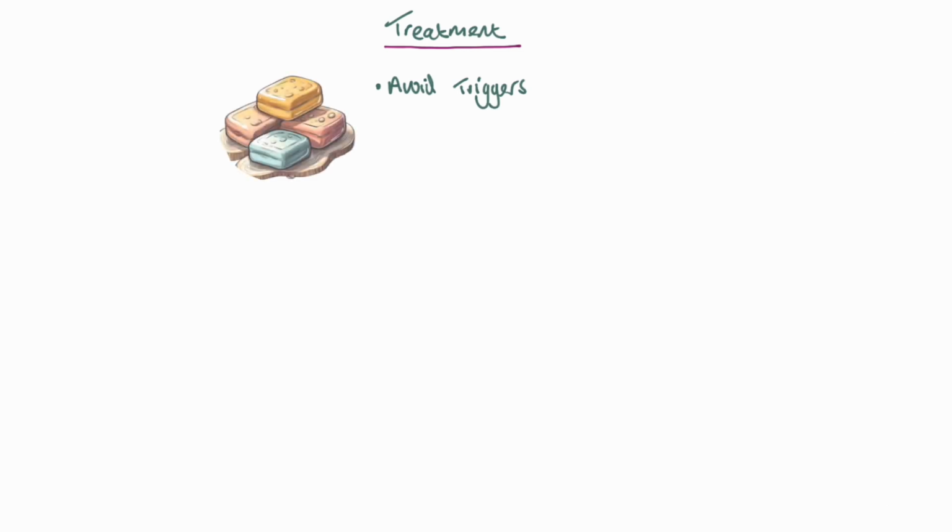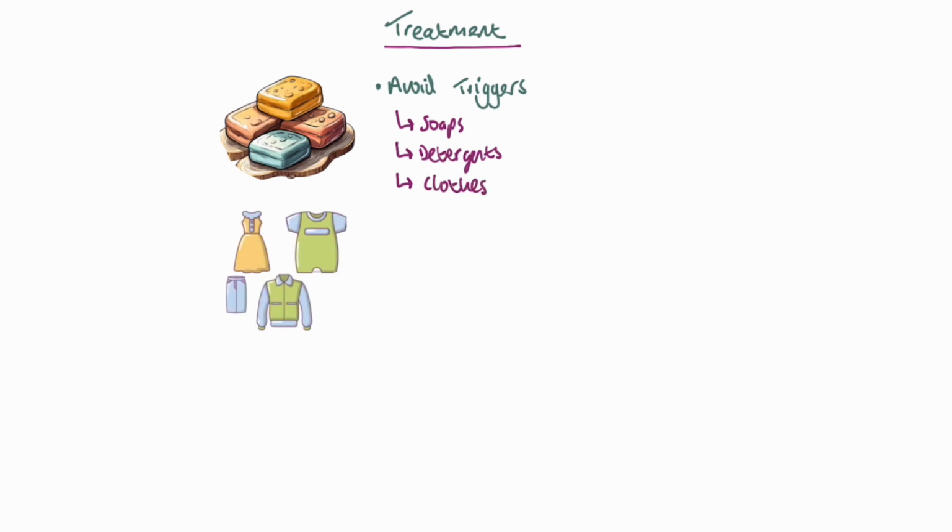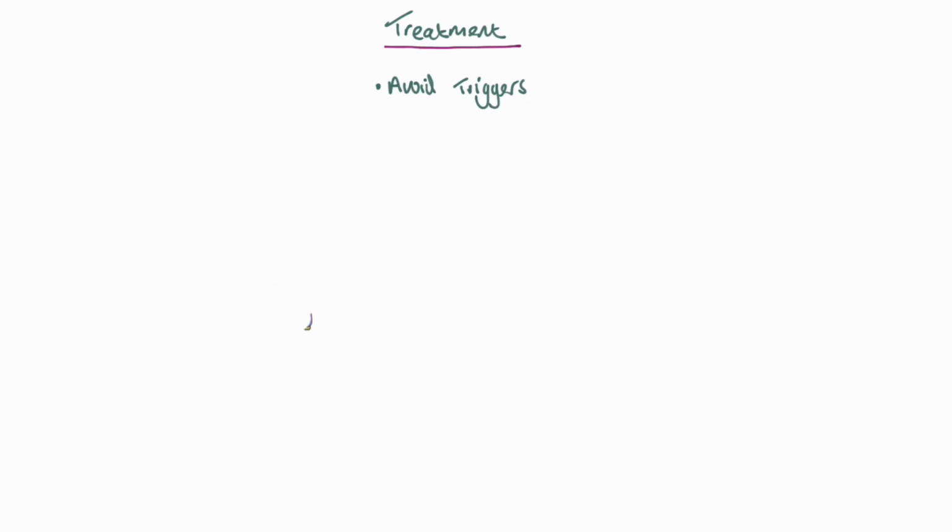Let's move on to some treatment options. One of the main treatments of eczema is to avoid triggers. Many individuals will have specific triggers that appear to cause flares of the disease. These can include perfumes, detergents, soaps, and even clothes. And so an important treatment option in patients with eczema is to try and avoid triggers as much as possible.